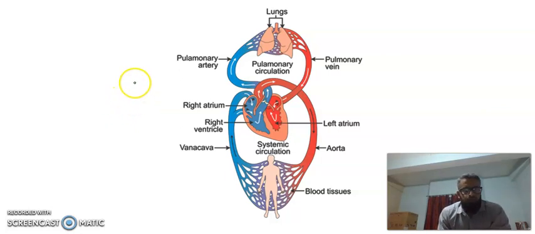Hello friends, I welcome you all with this colorful diagram of the human circulatory system.